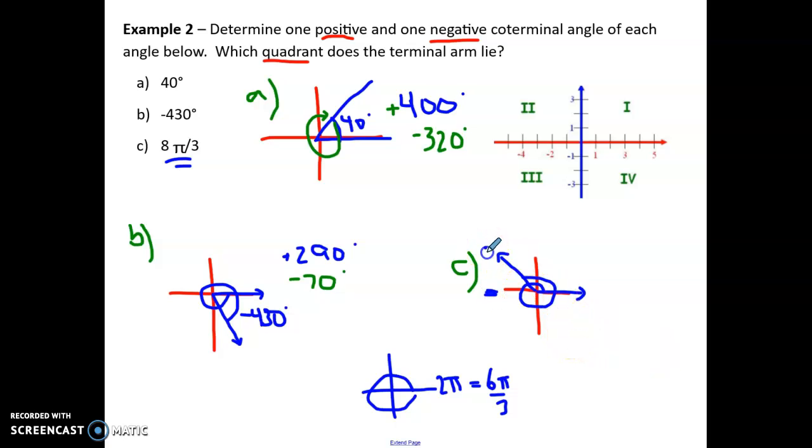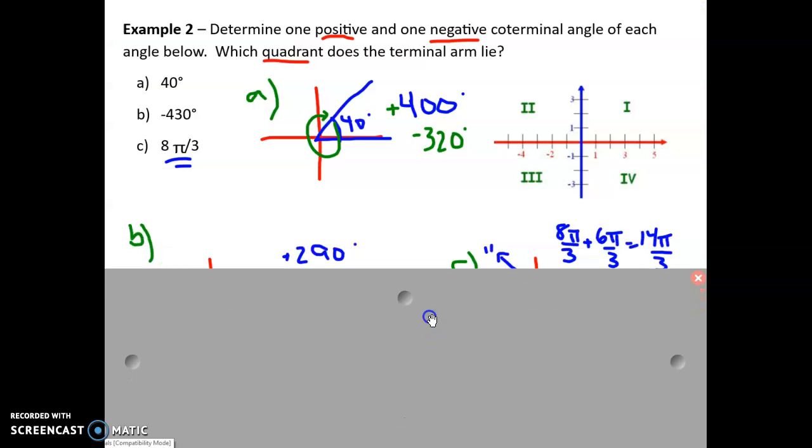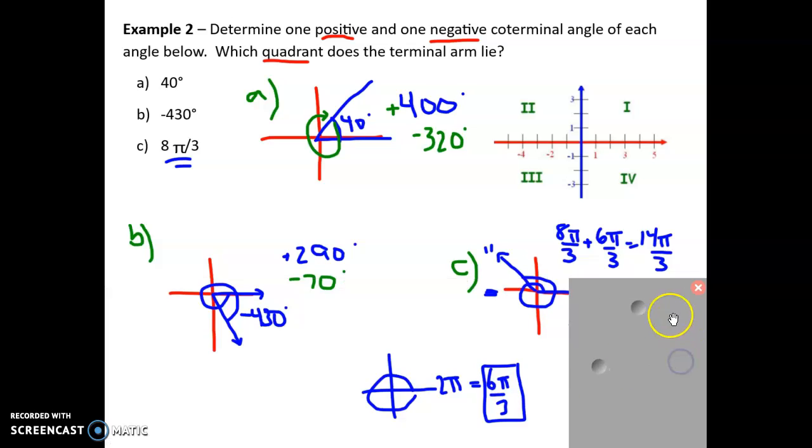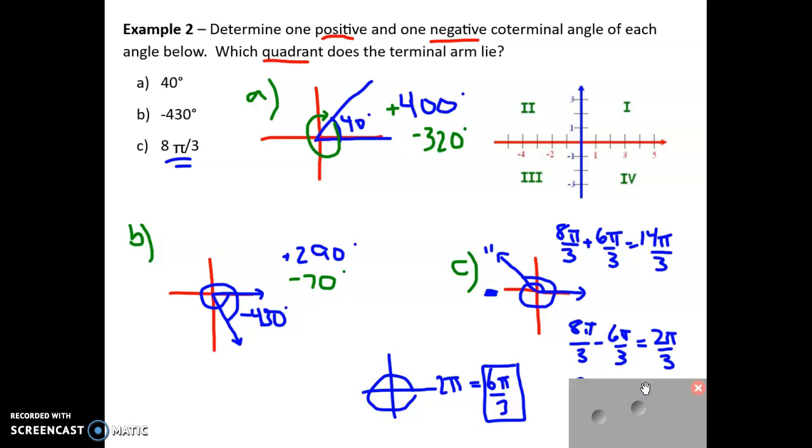So we're looking here in quadrant 2. Now what we need to do here is add or subtract 6π/3, because 6π/3 is one full loop. So if I start with 8π/3 and I add 6π/3, we should get 14π/3. Now that could be one of our positive ones. So let's try subtracting 6π/3.